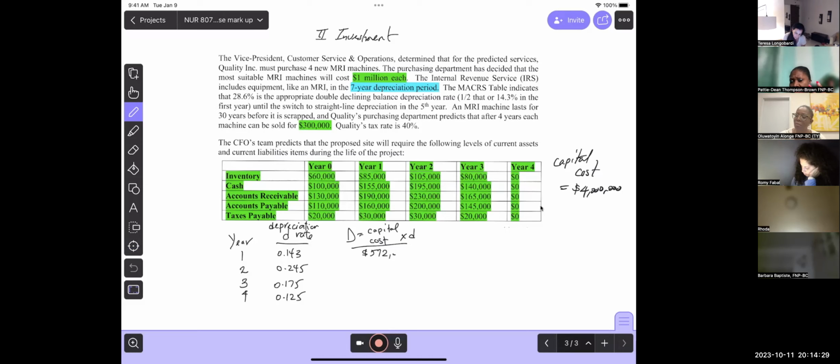$572,000 for the first one. Perfect. And the next one? $980,000. So the thing to remember here is you're always multiplying by the 4 million. And this number is going down. Why is the number going down? Because the remaining balance of the asset has gone down. So that's what these numbers are taking care of. It's declining the balance of the asset that you have. And the last one, 500,000.